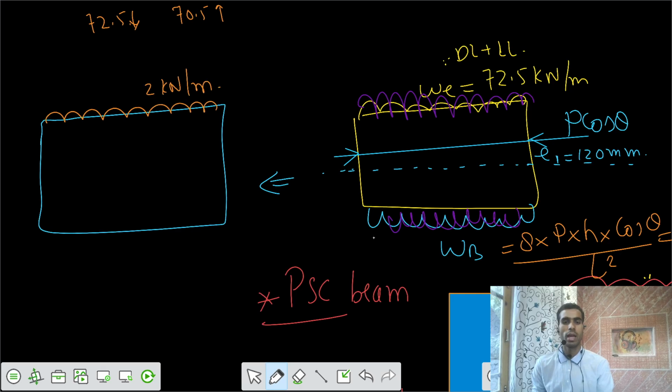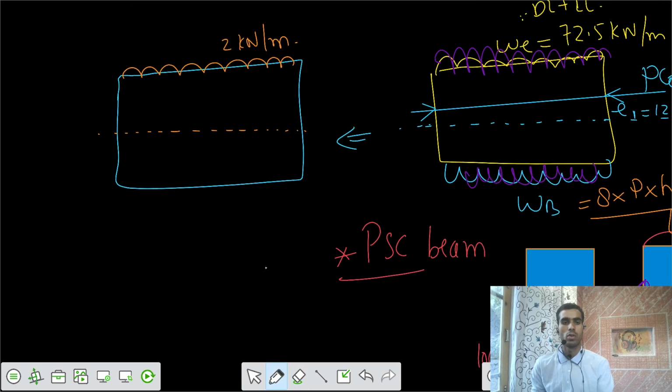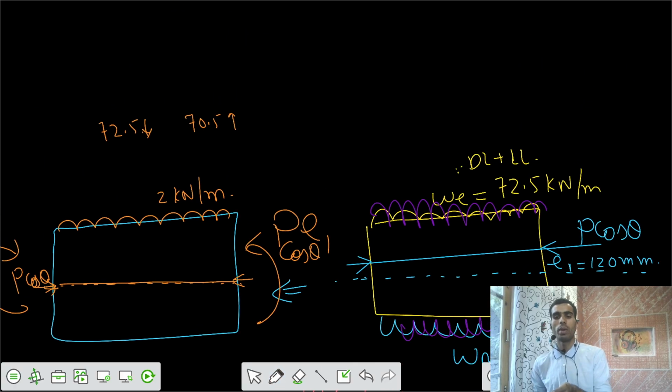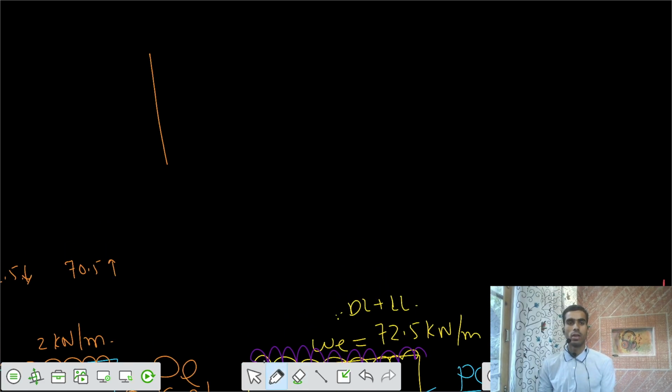And this P cos theta, its effect would be transferred to the neutral axis, such that there is a cable at the neutral axis location, but it has some moment associated with it, and that is a clockwise moment about the neutral axis, equal to P E1, P cos theta into E1, and there is some force of P cos theta applied here. So I can finally say that based on the load balancing concept, we can have the diagram this way now.